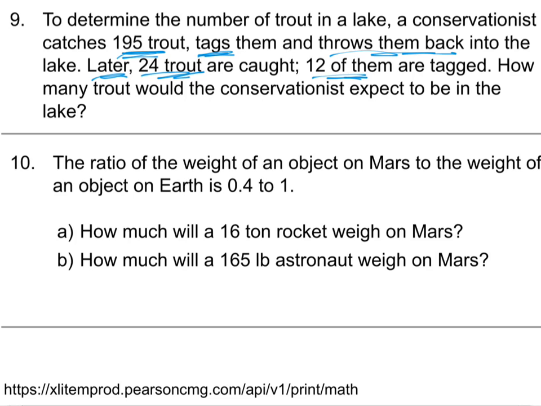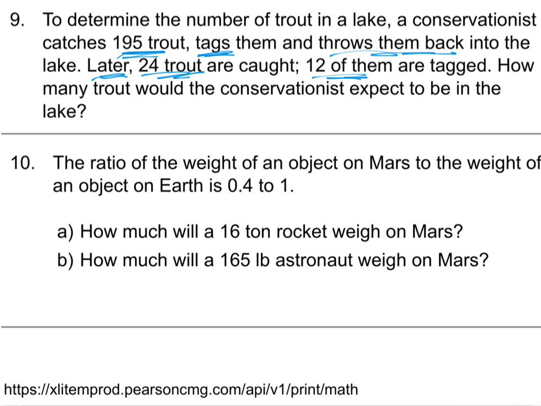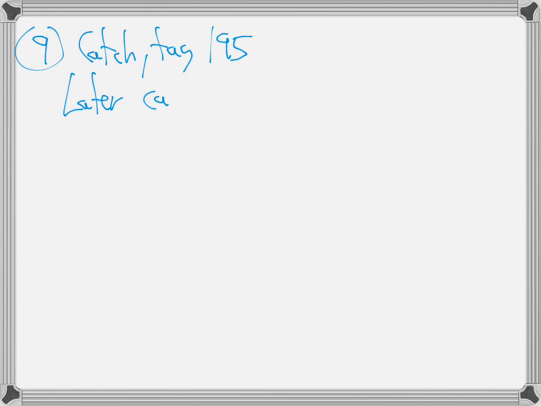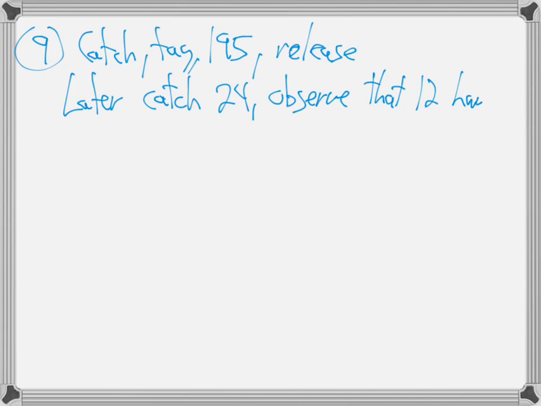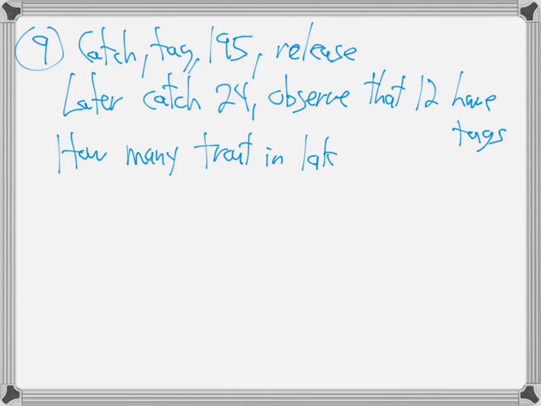We can go through the forms, though. Here, I'll write it out. So number 9 said they catch, tag 195, and release them. Later, they catch, what was it? 24. That's right. 24, and they observe that 12 have tags. How many trout in the lake? This is just approximately, of course.